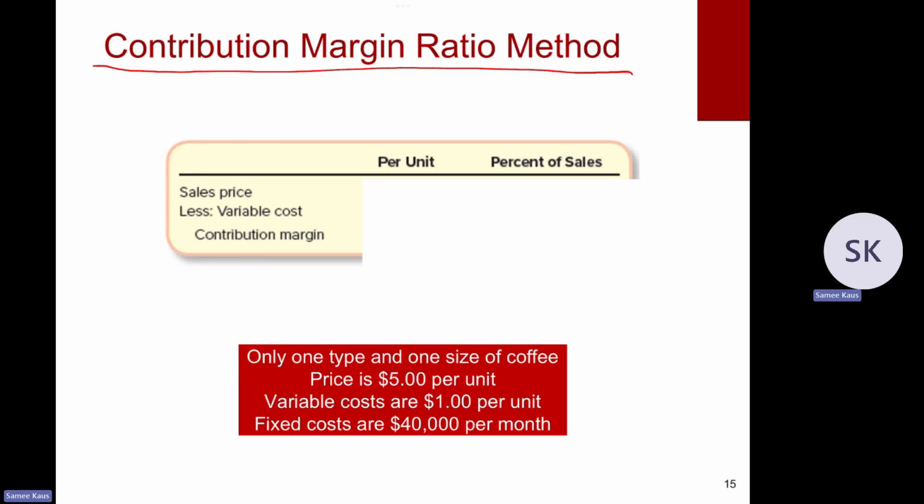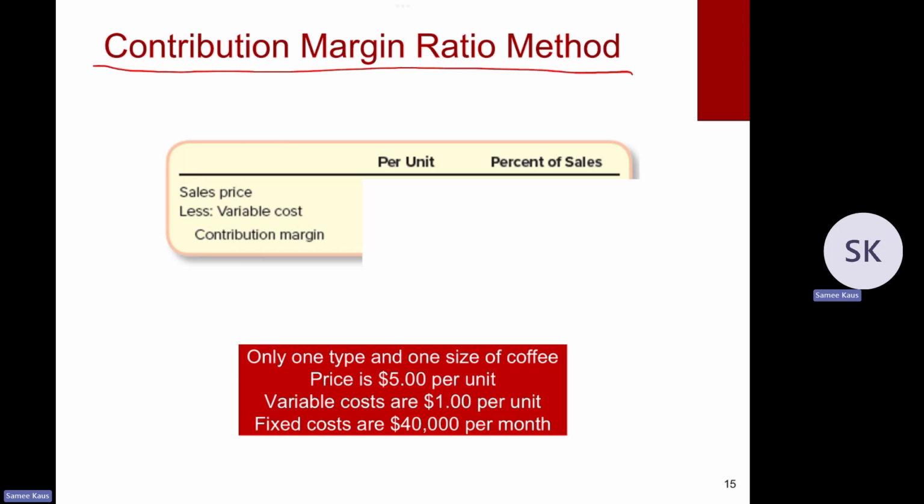Because sometimes things are just going to be stated in a way that it's going to be easier to use a contribution margin ratio method. What is an example of something that might be stated in a way that it's going to be easier to use the ratio method? Well, if something gives you a percent of sales here, okay?